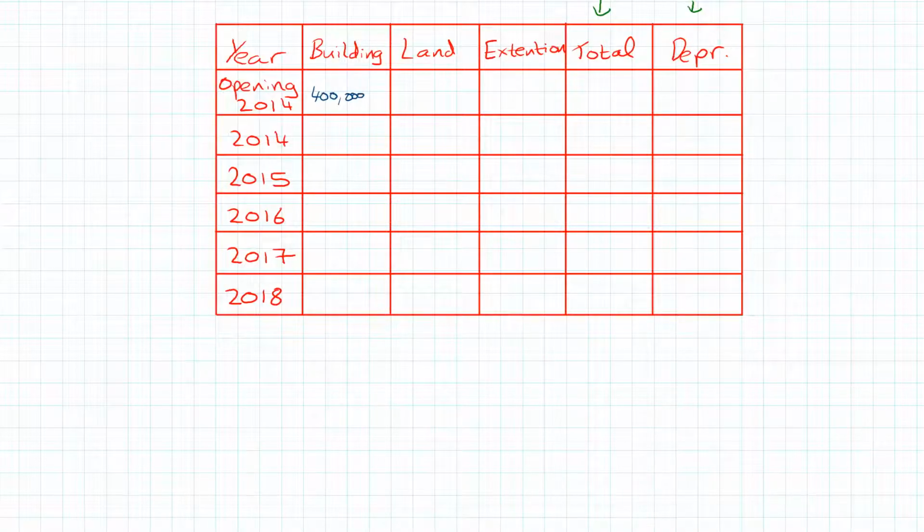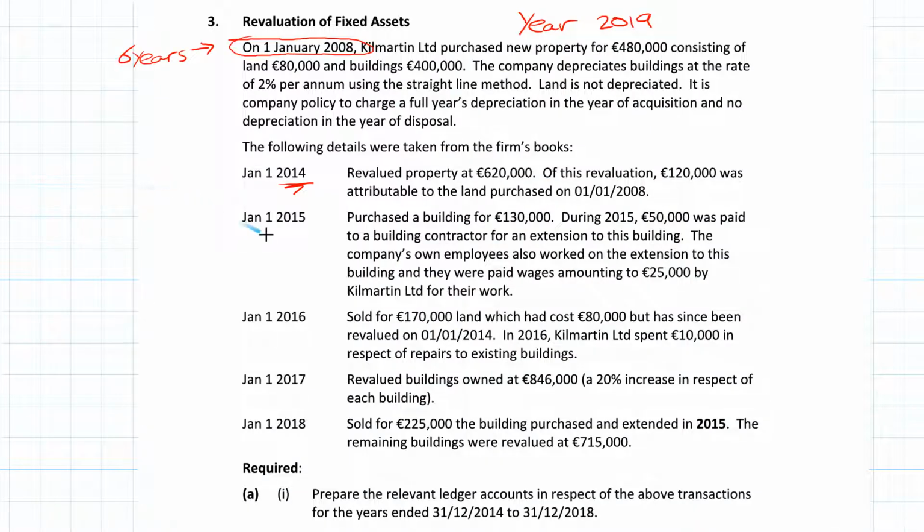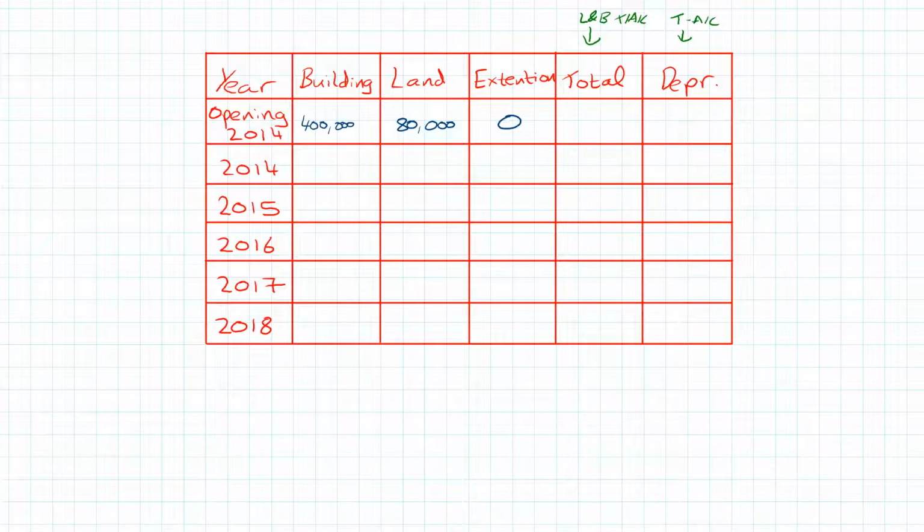400,000, 80,000. We didn't buy the extension until 2015, so we can put 0 in for 2014 as well. So 0 here. Our total then is 480,000.